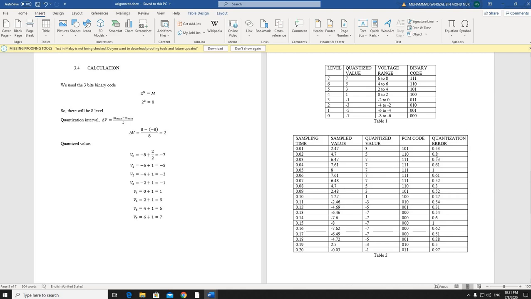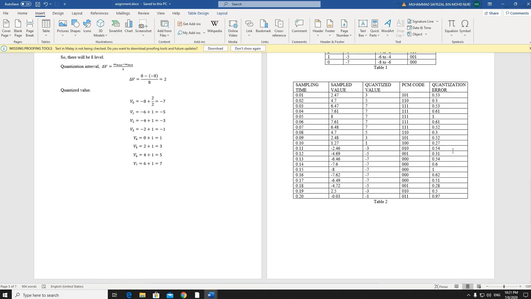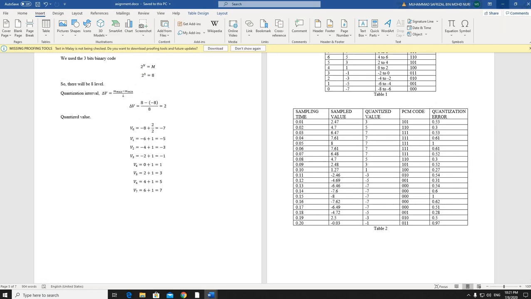This is the quantized error. You subtract the sample value from the quantized value and you get the quantized error. Then this is the PCM code of the graph. That's all from me. Thank you.